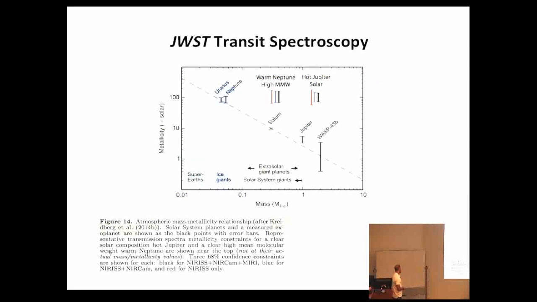Probably instrument combinations. So black for NIRSpec, NIRCam, MIRI, blue for just NIRSpec and NIRCam, red for NIRSpec. These are probably transit observations. Transit, Mike is nodding, great. These are transmission spectroscopy observations using different instrument combinations, so that's different wavelength coverage and things like that.